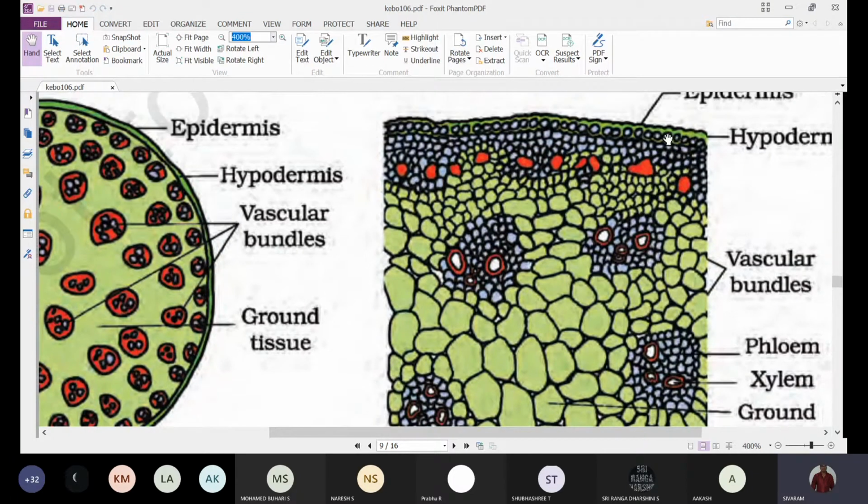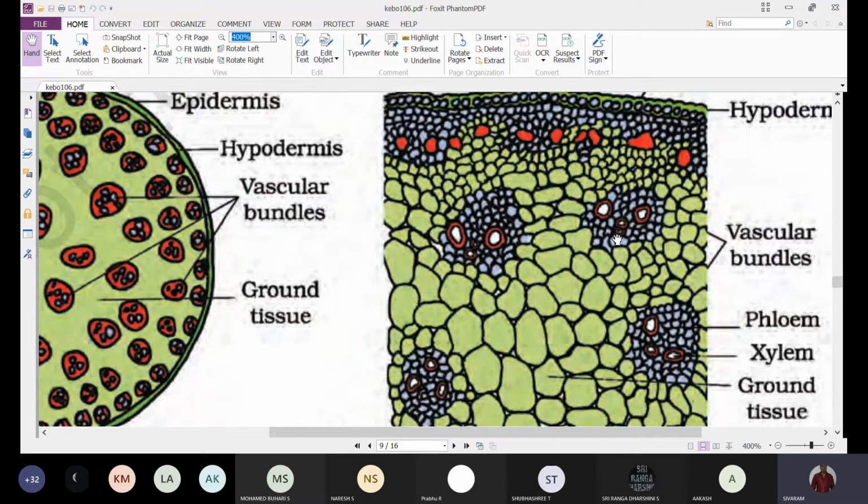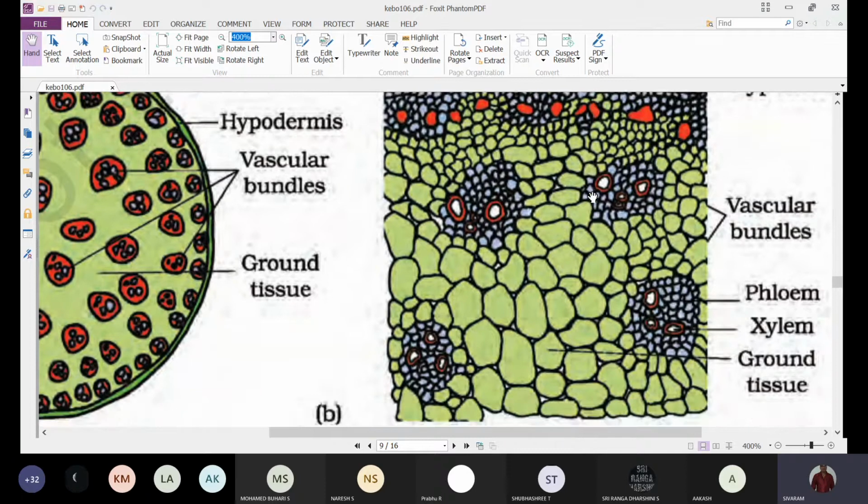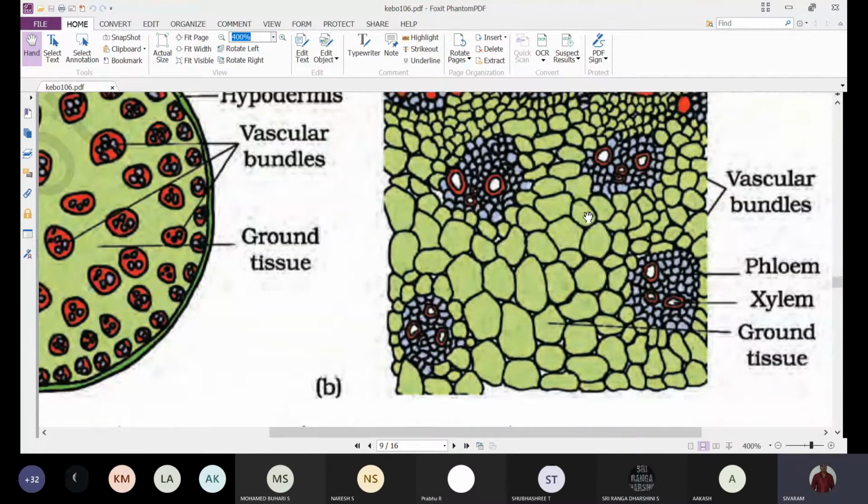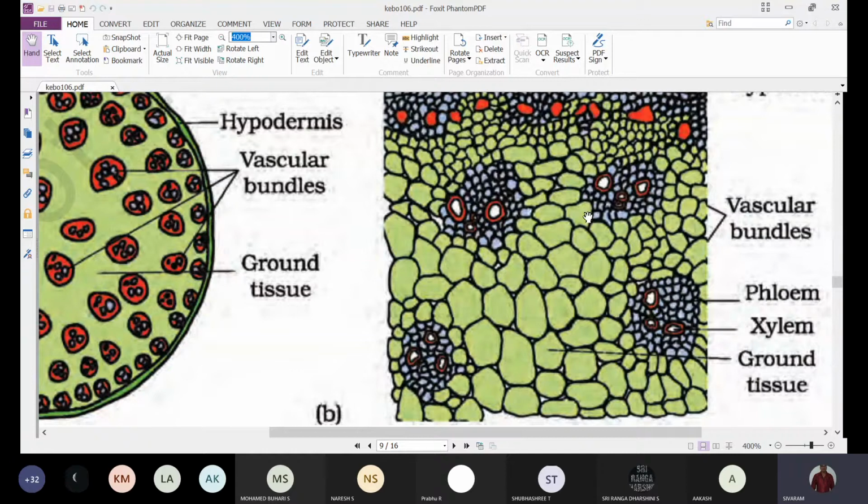We'll find epidermis, hypodermis, and next the undifferentiated ground tissue, which consists of vascular bundles, the xylem and phloem, we can observe xylem and phloem. And next, the vascular bundle is surrounded by a sclerenchymatous bundle sheath. Sclerenchymatous bundle sheath that we can observe with reference to this monocotyledonous stem.